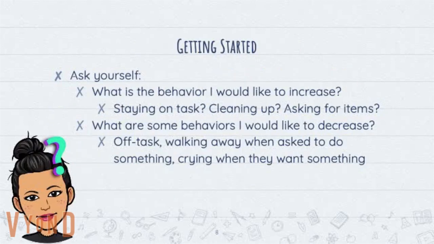Getting started. Ask yourself, what is the behavior I would like to increase? Is it staying on task, cleaning up, asking for items? What are some behaviors I would like to decrease? Being off task, walking away when asked to do something, crying when they want something.